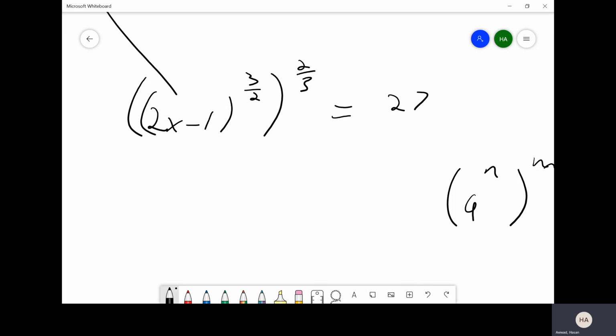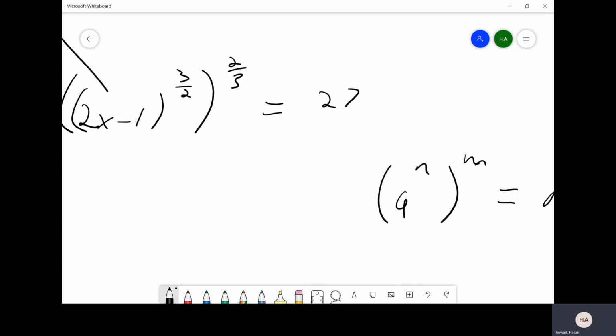We multiply fractions by multiplying across. So 3 times 2 in the top is going to give us 6. 2 times 3 in the bottom is also going to give us 6. So 6 over 6 is just going to give us 1, which means we should just end up with 2x minus 1, right? 2x minus 1 to the first power is just 2x minus 1. Any number to the first power is just that number. So what we're doing is we raise the left-hand side to the 2/3 power.